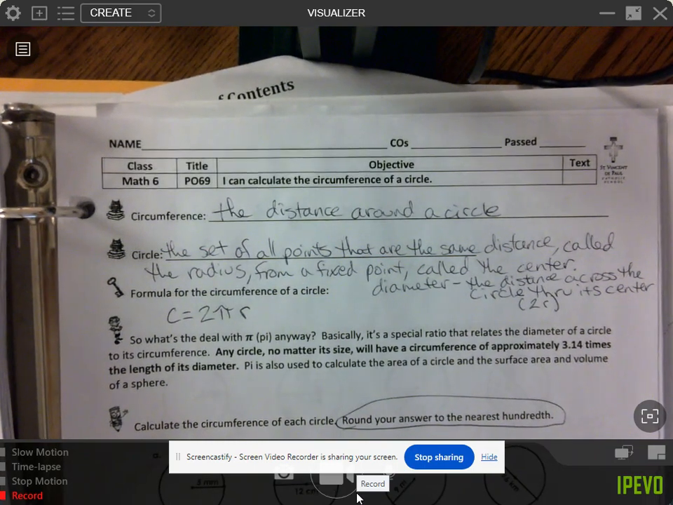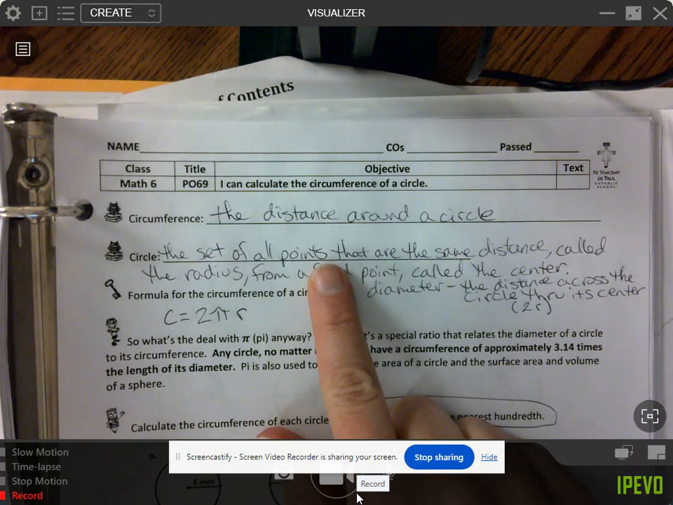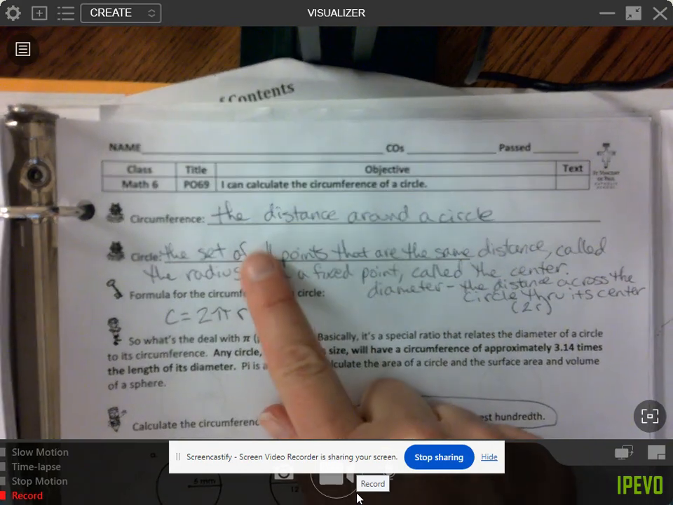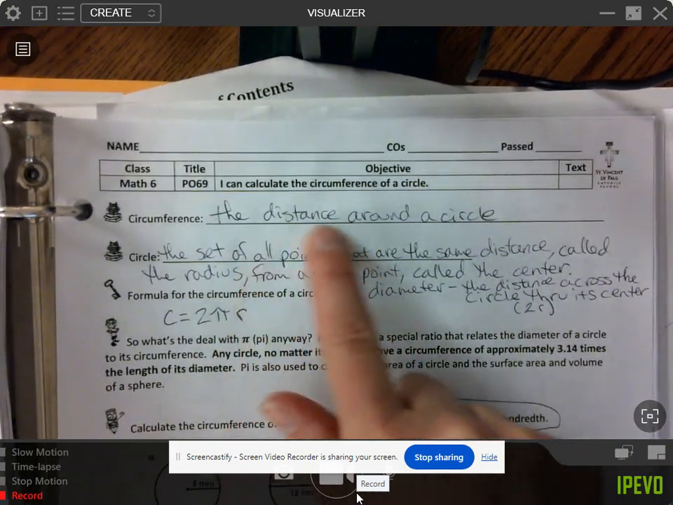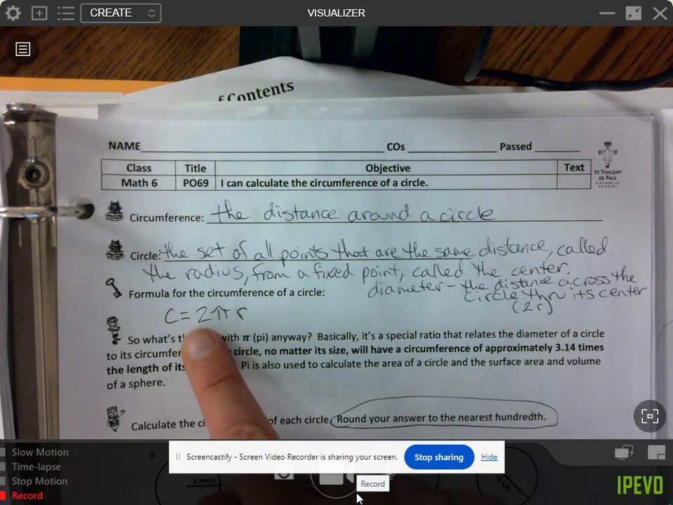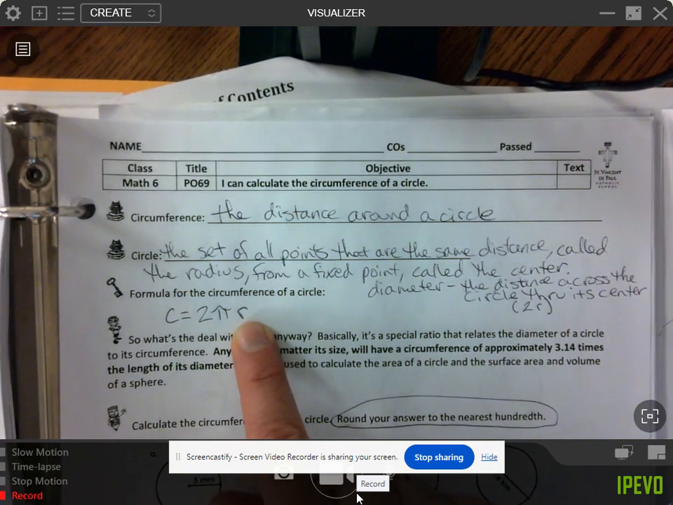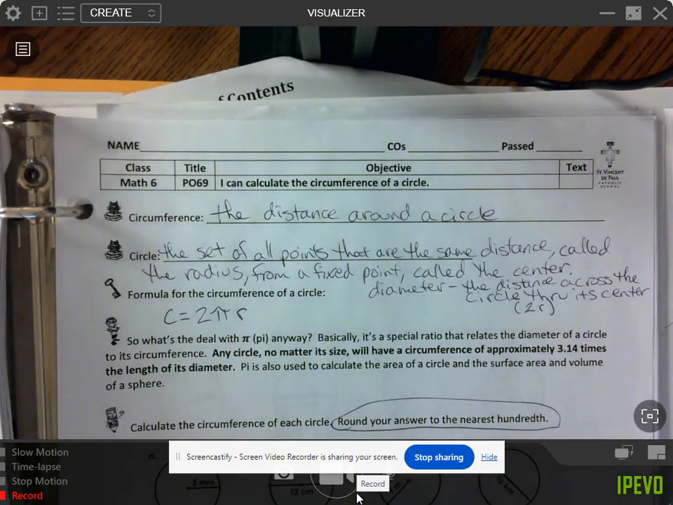Morning. Today we are correcting PO69. We're working with the circumference of a circle. Remember, the circumference is the distance going all the way around the circle. Our formula for that is 2 times pi times r. If we are given the radius, we use this formula.